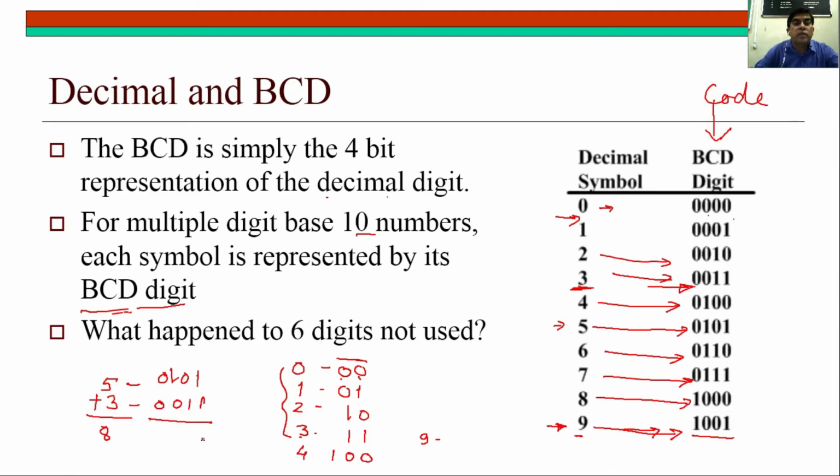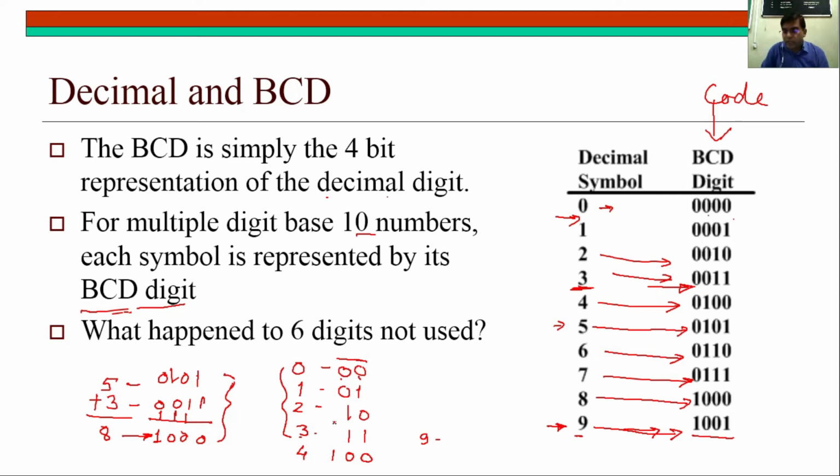So what is this? 1 plus 1 is 0, carry 1. Then 0 plus 1 plus 1 is 0 and carry 1. Here 1 plus 0 plus 1, so answer 0, carry 1. And here comes 1, so 1 0 0 0. You can check in the chart, this is 8. So this is how we do the addition of binary coded decimal number systems.